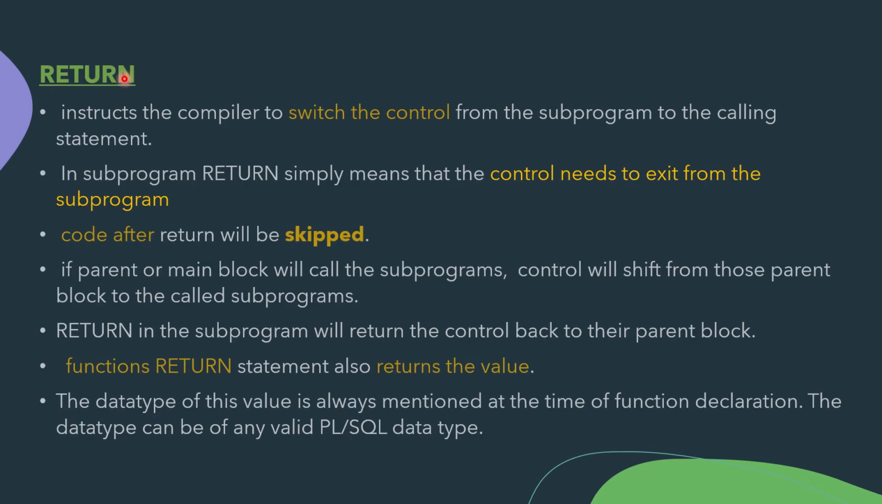Next one is return. We already studied the return keyword in high-level languages, and for the same purpose we are using a return keyword. The return keyword is used to return the control from a subprogram to the calling program or to the main program. If there is any code after the return statement, that will be skipped. And one main point is that a function should always return a value. That is the main comparison between a function and a procedure. A function should return a value to a calling program, so the return statement must be there.